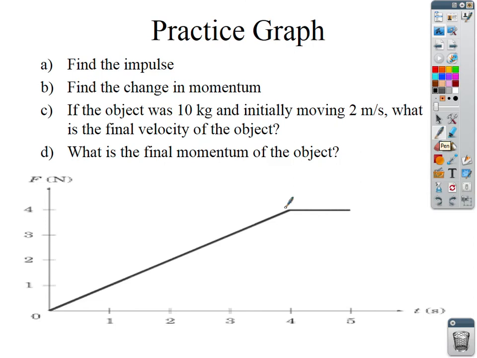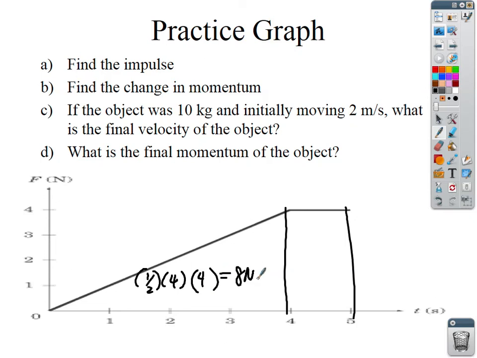I would make a triangle and a rectangle. And this would be 1/2 times 4 is the base, times 4 is the height. That would give me 8 Newton seconds. So the impulse is 8 Newton seconds. Just combine the two. Over here, this would be 4 times 1, so 4 Newton seconds. So the total impulse occurring is 12 Newton seconds.